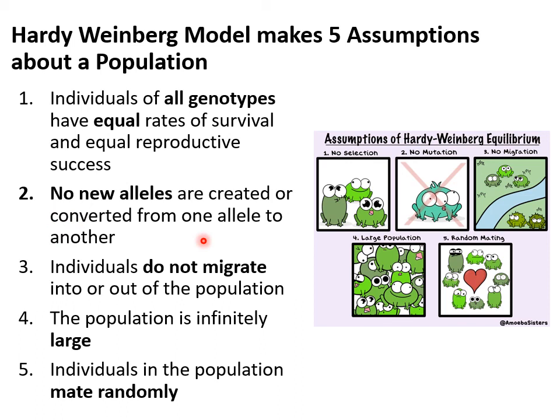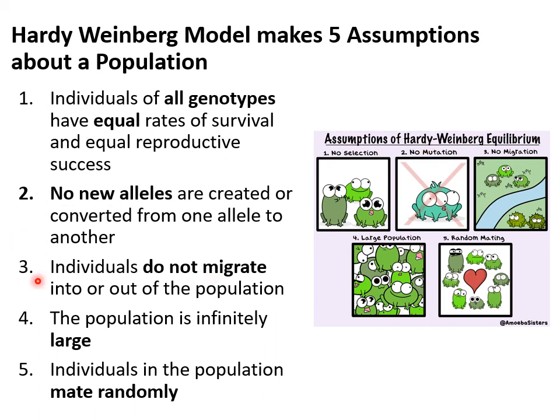The next assumption: no new alleles are created or converted from one allele to another. What is that a fancy way of saying? If a population is at true Hardy-Weinberg equilibrium, there should be no mutations. Okay, no new alleles, because that would completely throw off these calculations. We said that P plus Q equals 1. There should only be 2 alleles. If there's now suddenly P, Q, and W, or P, Q, R, and S, that throws off our calculations.